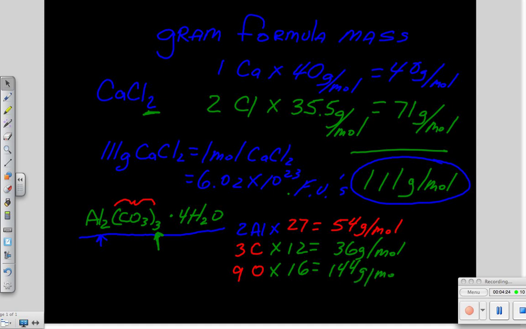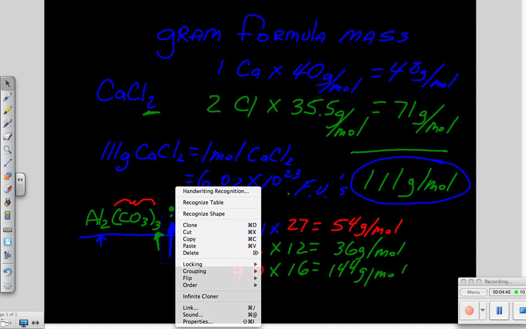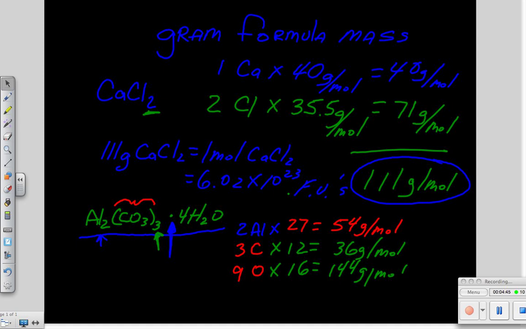All right. And now I come back to this. That little dot means that this is a hydrate, and within the crystal lattice of the aluminum carbonate, 4 water molecules are always going to be there in that ratio. What I need to do there is, water weighs 2 grams for the hydrogens plus 16 grams per mole for the oxygen. So each water is going to weigh 18 grams per mole.